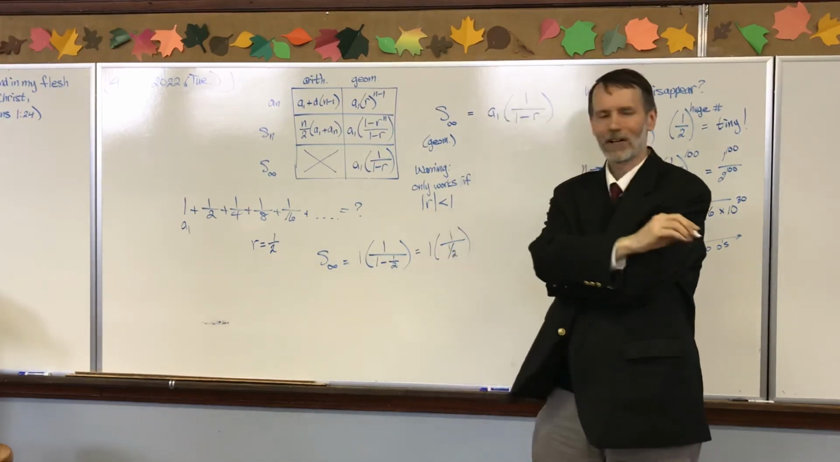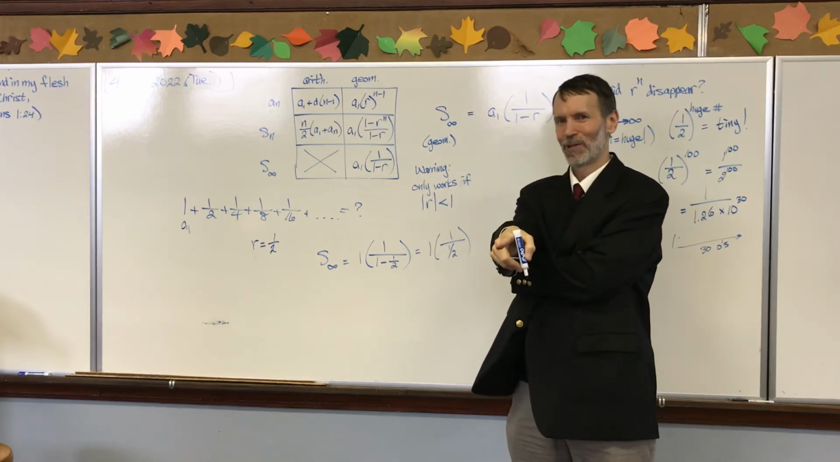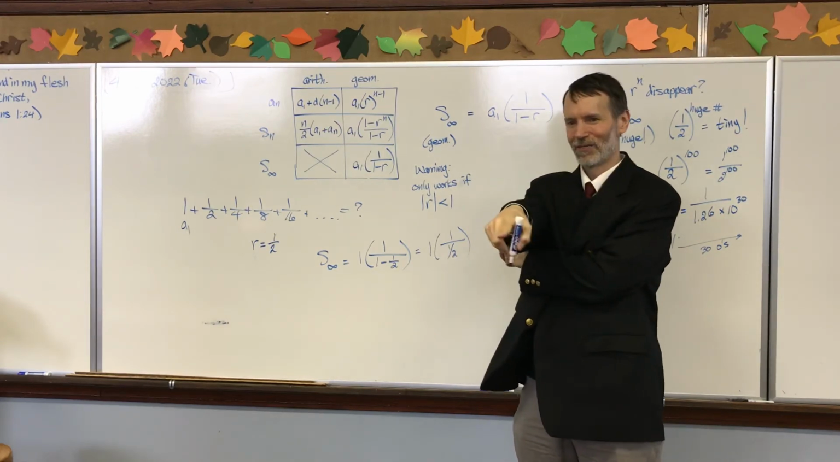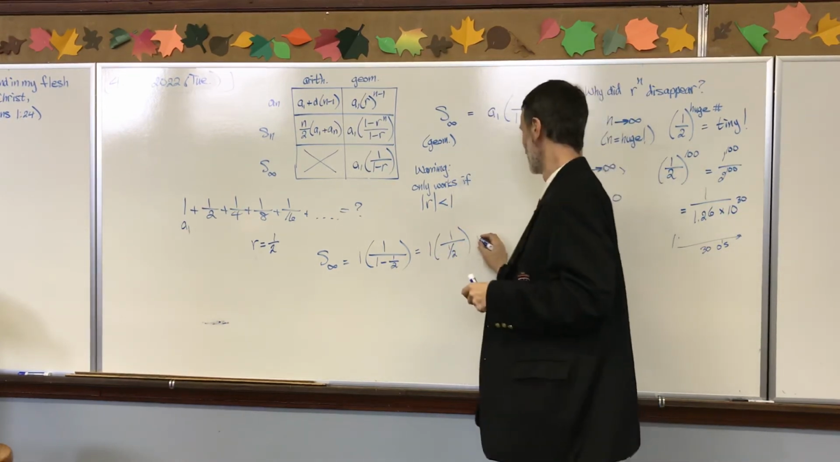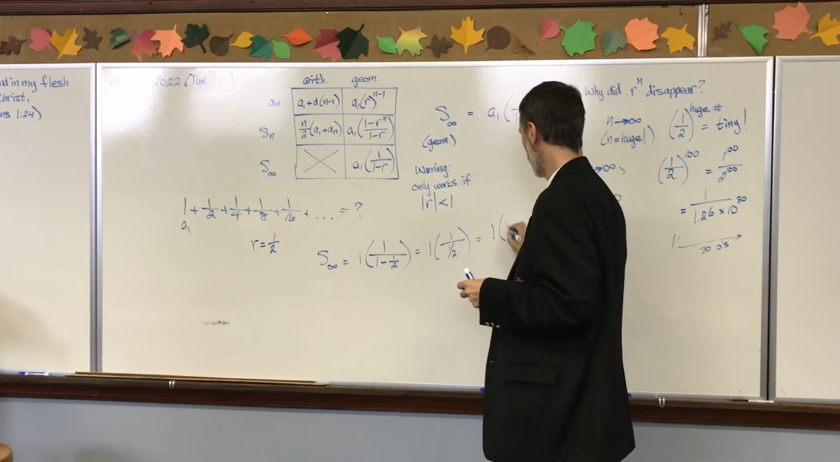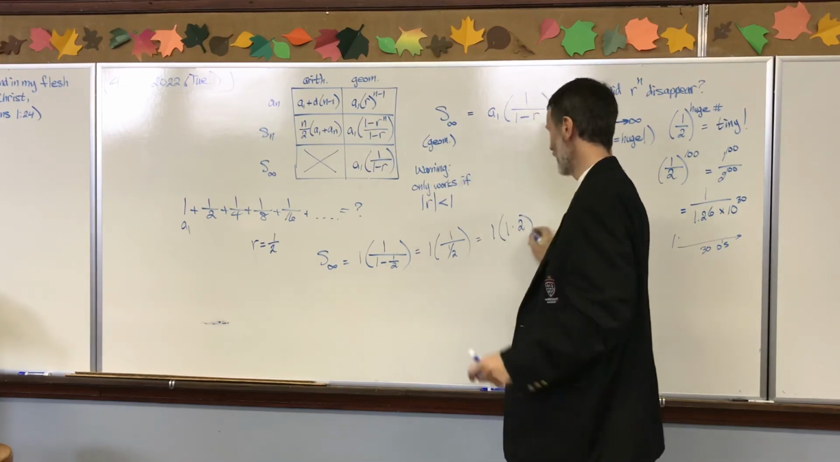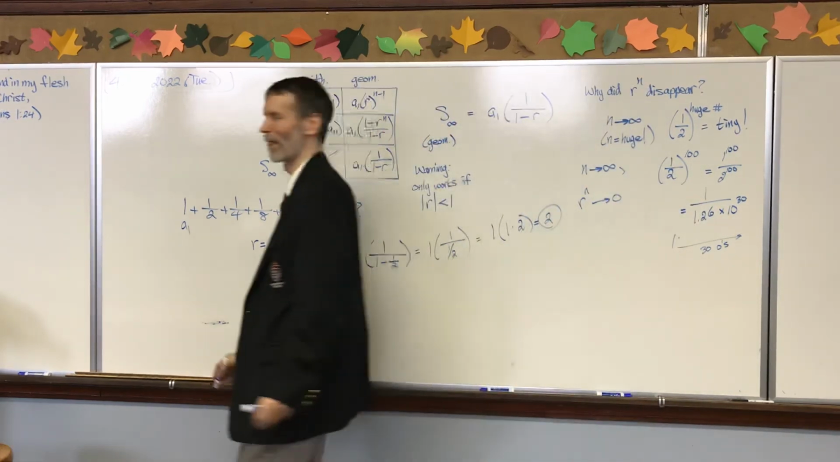How do you divide by a fraction? Multiply by the reciprocal. What's the reciprocal of 1 over 2? 2. So basically 1 times 2. What's the final answer? 2. That's exactly what we got last time.